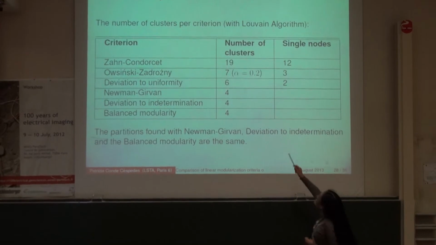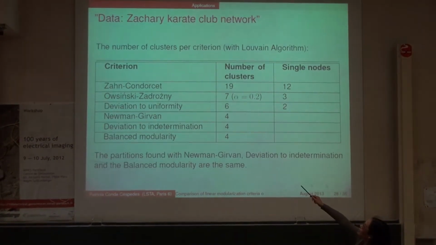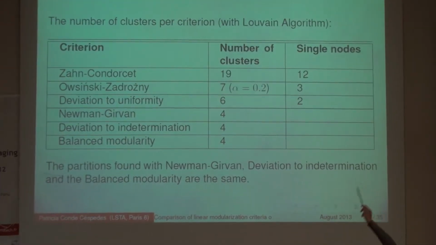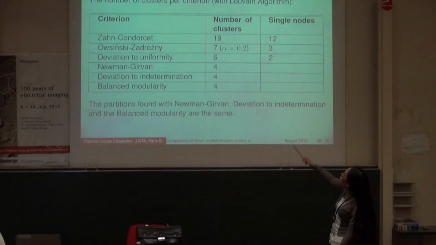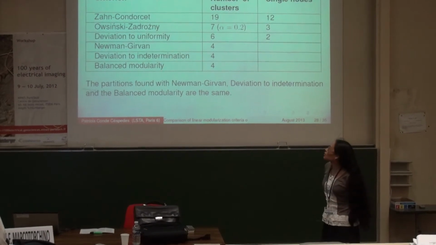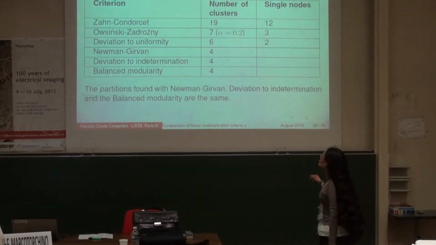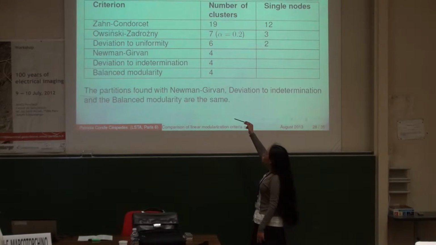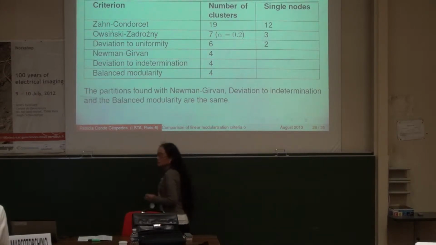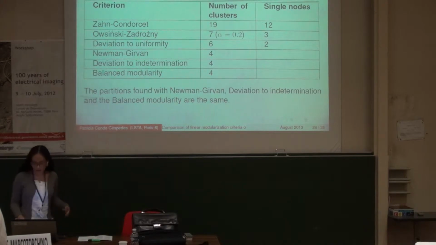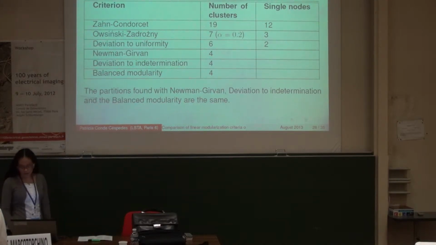And look at the results. 19 for some conductor, 7, 6, 4. Some conductor has 12 single nodes, 3 for modularity and Rosy, and 2 for deviation to uniformity. And we found as well that with the last three, we found the same partition: 4 clusters, and the clusters were the same.